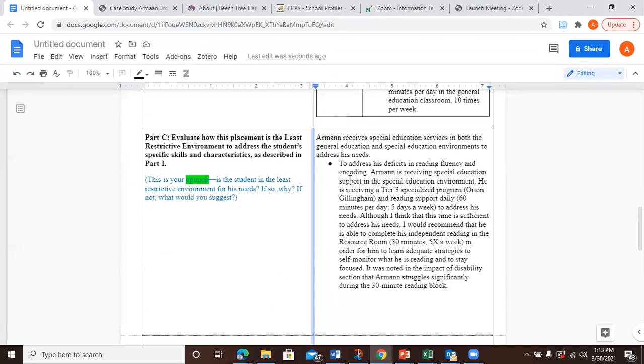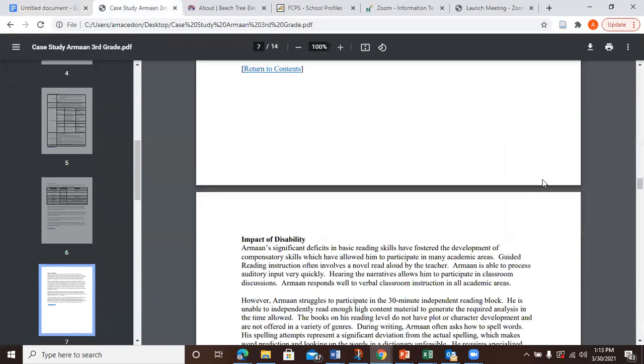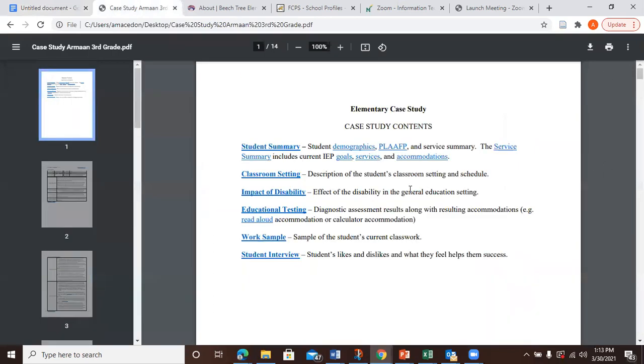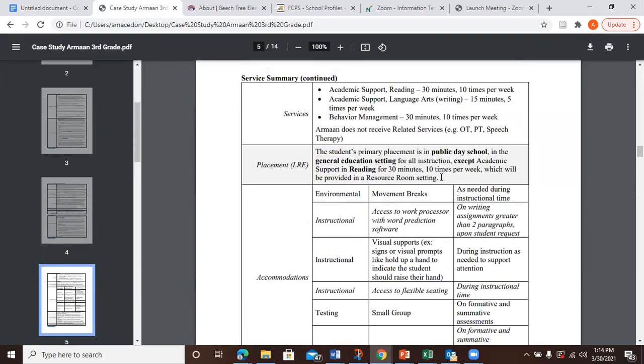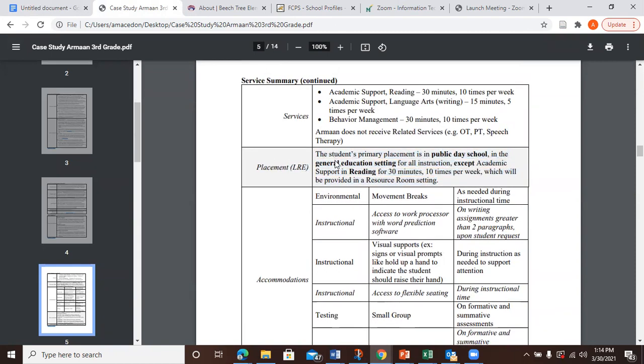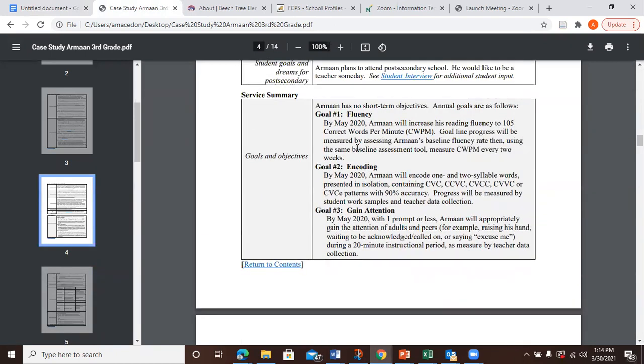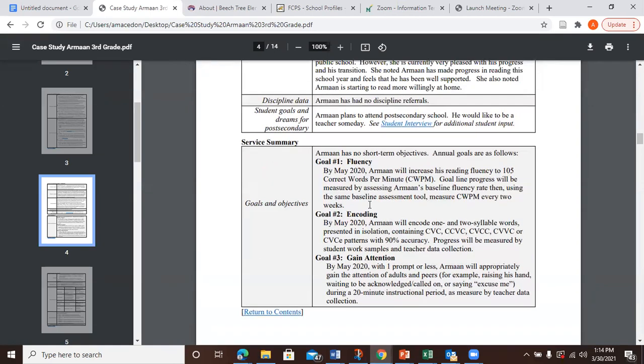So I provided a little bit of context for Armand. When we're thinking about the least restrictive environment, we want to look back at the case study contents. We're going to be looking specifically at the current IEP, goals, services, and accommodations. So I'm going to click on that. In this LRE section, looking at his goals, we know that with all of the testing, the student had deficits in fluency, encoding, and attention.